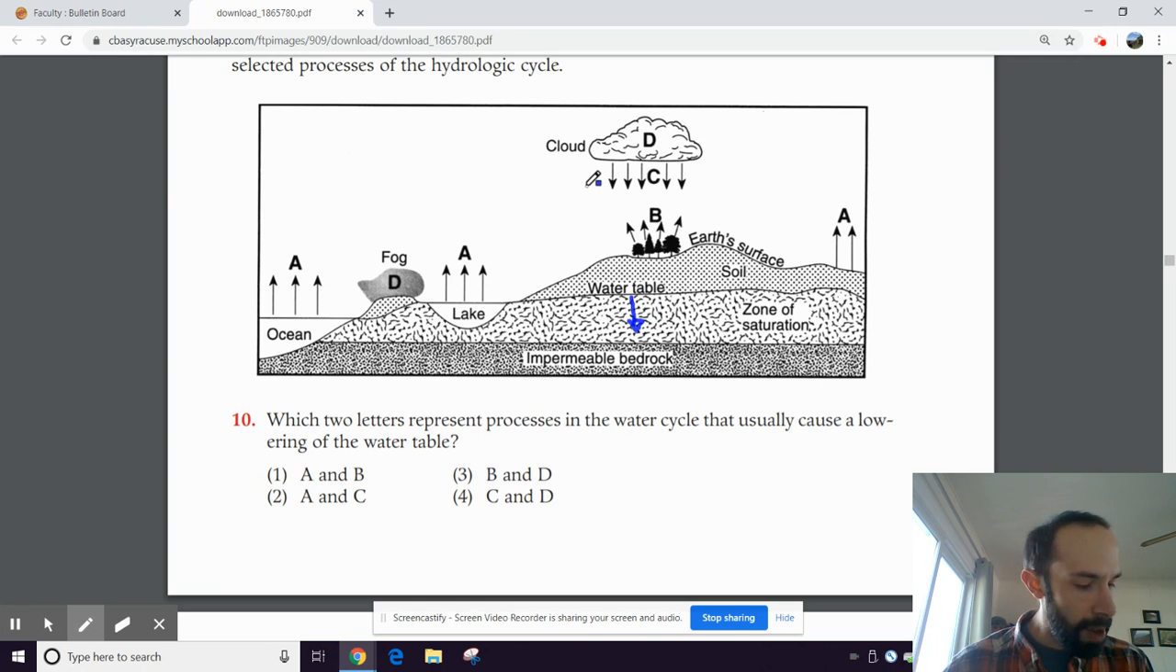And the best way to get water out of the ground, well, here's a process that's taking water out. That's called evaporation from a lake, right? So that's one process, taking water up out of the ground into the air. Here's another one, taking water out of the ground, transpiration. The roots suck the water up, and then it goes up into the air. That's transpiration. So guess what? It's A and B. There you go. 10 is 1. Okay? All right.